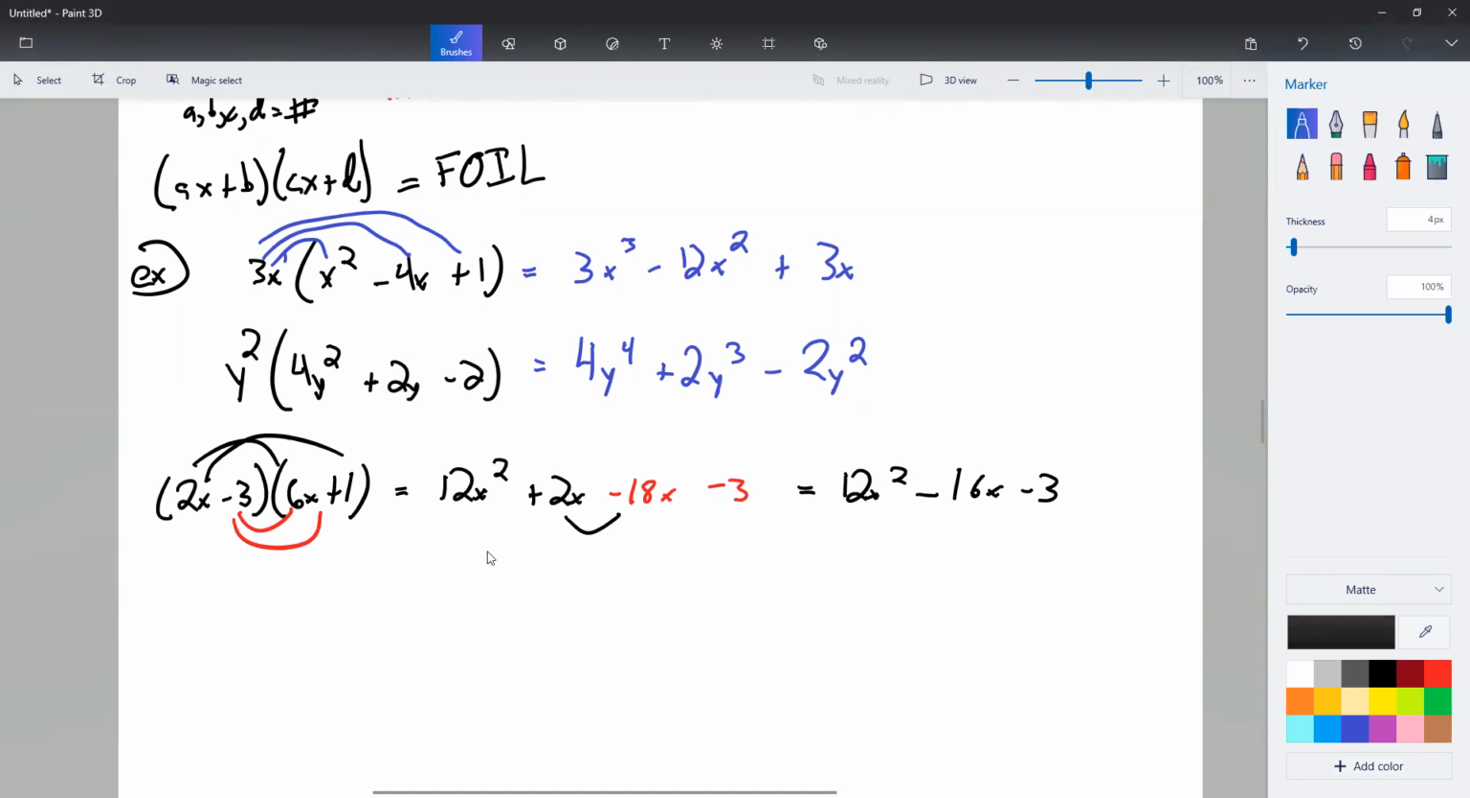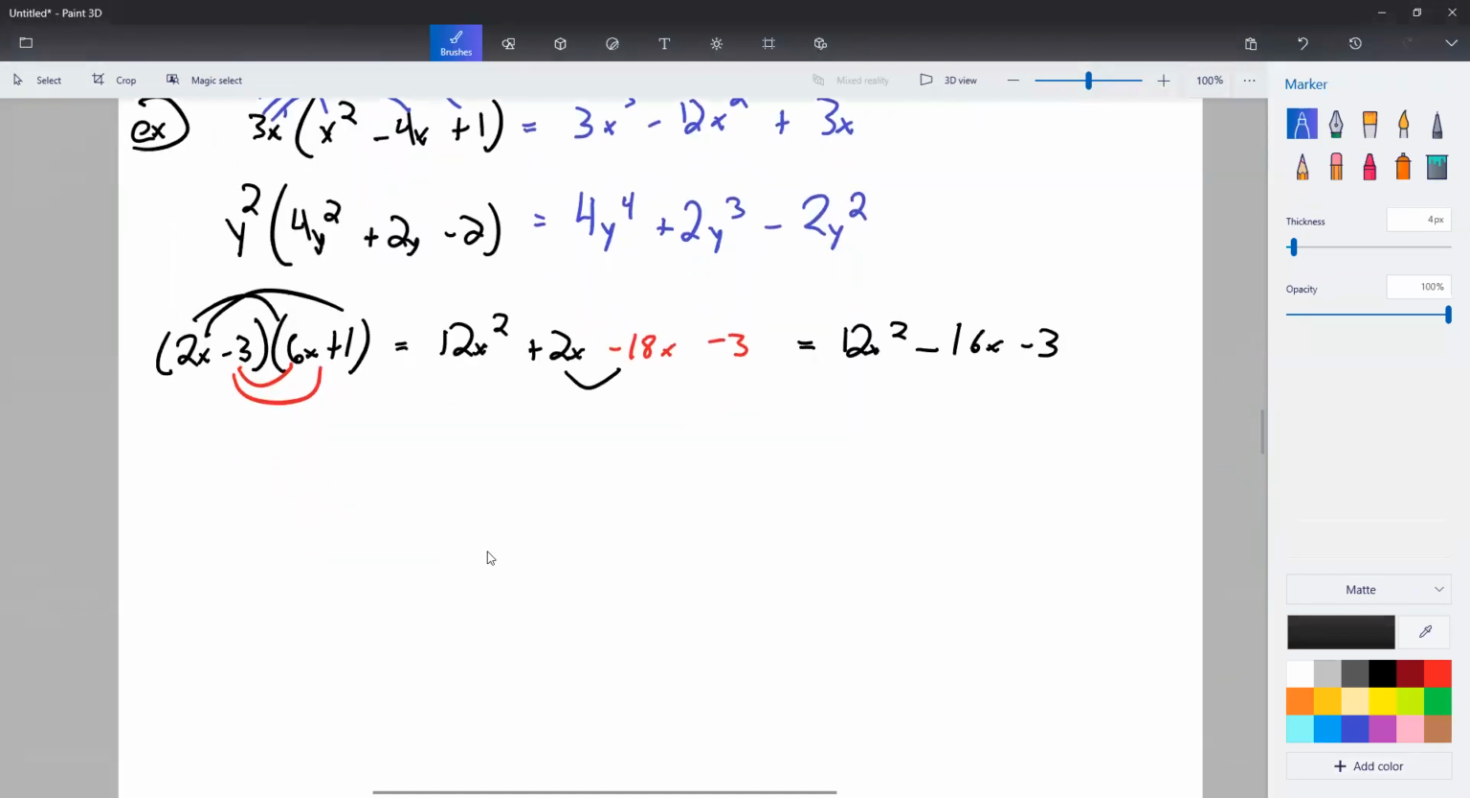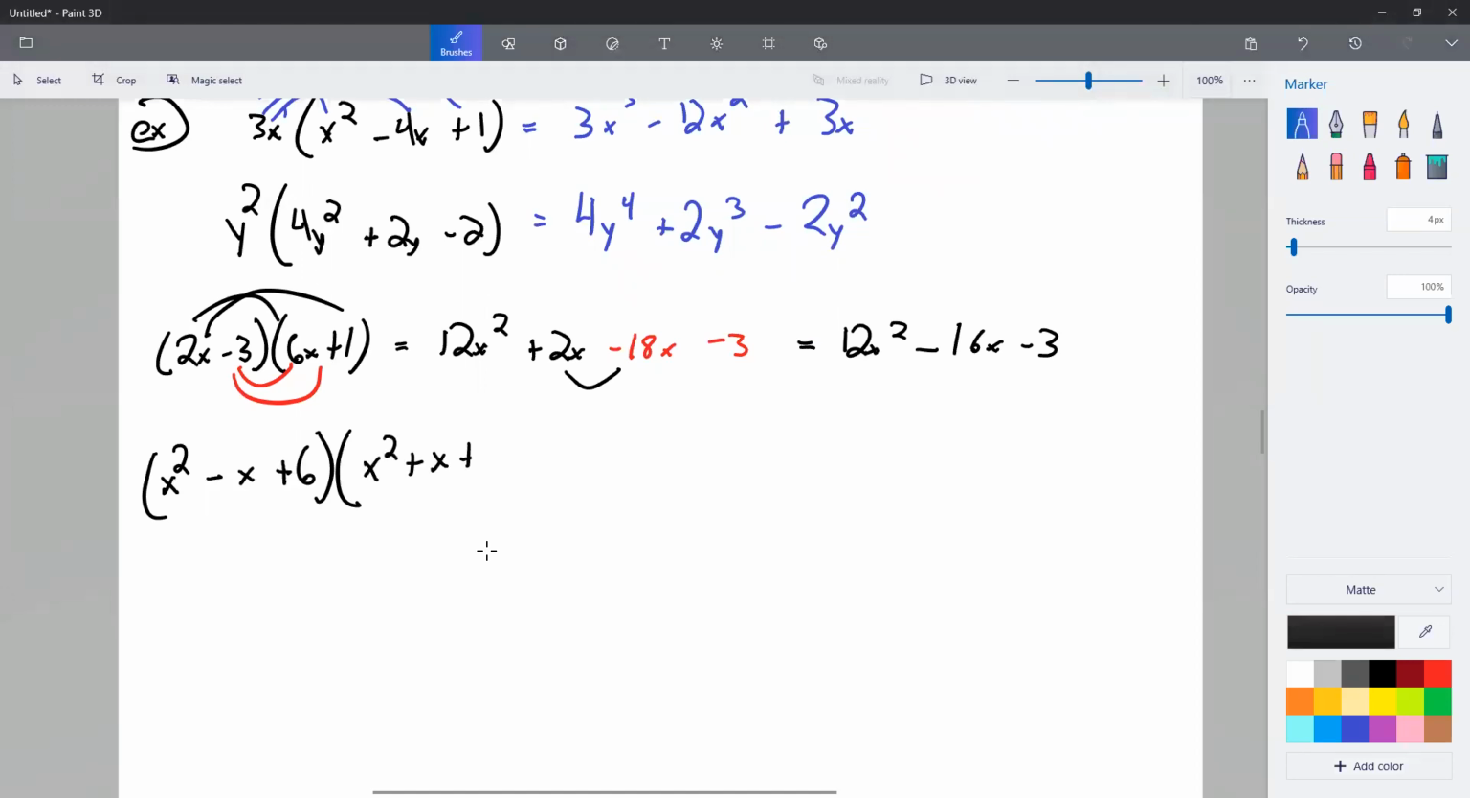Next one is going to be a bit more complicated. I'm definitely going to take control of this one. There are 2 different ways we can do it. One is basically just a big FOIL. The other one you're actually probably going to like better and might end up using as your main strategy. But let's take a look at the problem: x squared minus x plus 6 times x squared plus x plus 4. Again, ripped straight from your homework.